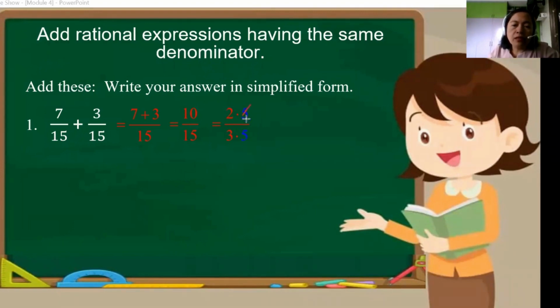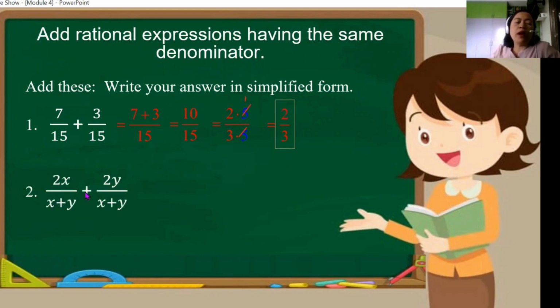Cancel out natin yan. 5 and 5 from numerator and denominator kasi common factor yan. That's equal to 1 na. So, what happens now is simplify the answer. That's equal to 2 over 3. Okay? Yan na yung simplified form. Another example.